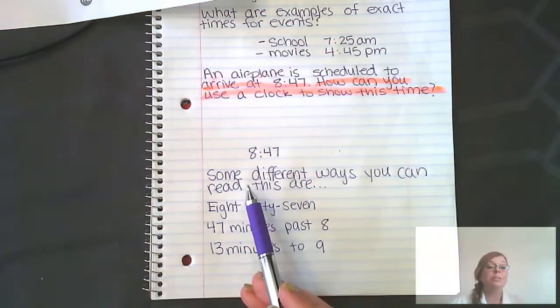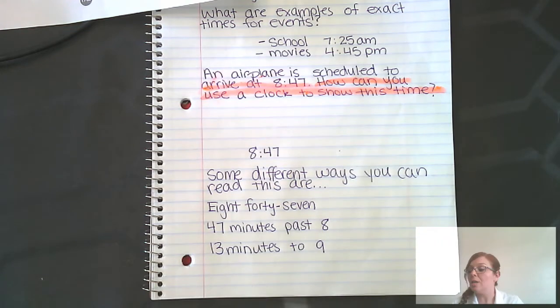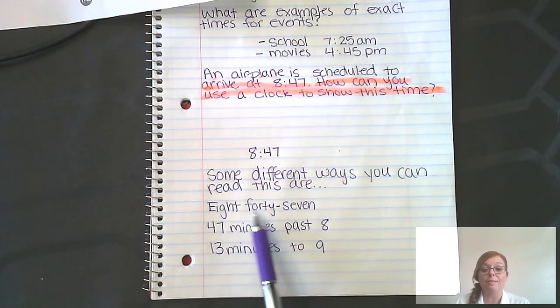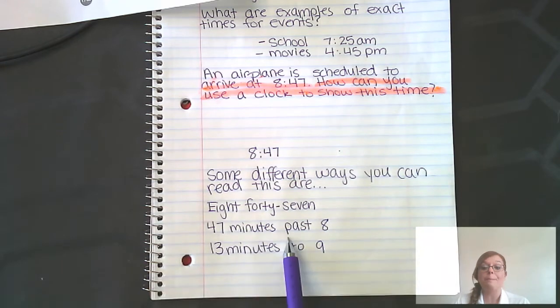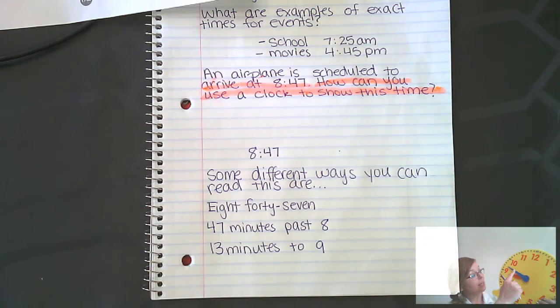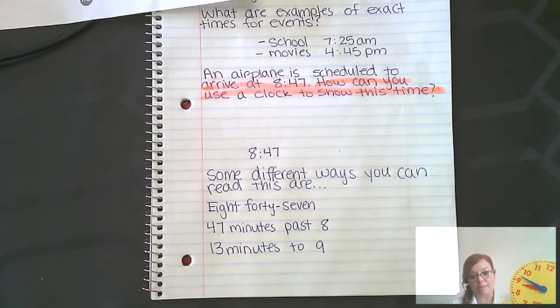8:47, here are some different ways that you can read this. In word form, 8:47. You can also say 47 minutes past 8. That means I took each of these and I counted 47 minutes past the hour of 8.